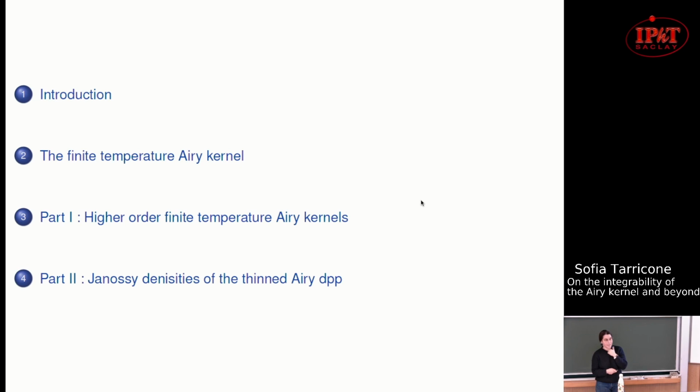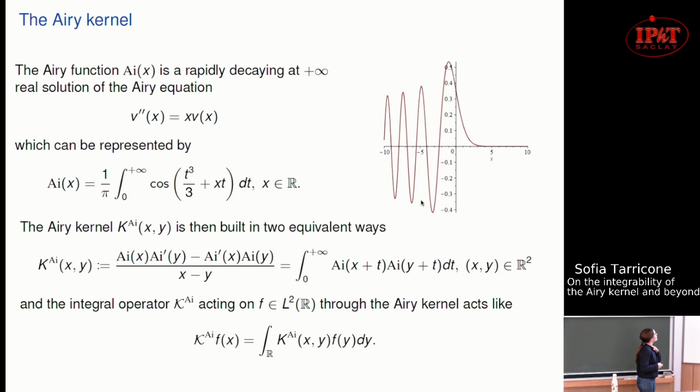So what is the Airy kernel? The Airy kernel is this function of two variables, K_Ai(x,y). It can be defined in these two equivalent ways, either with this formula or this formula. And inside it, Ai is the Airy function. For us, the Airy function will be the classical rapidly decaying solution at plus infinity, that is real, of the Airy equation, that is this standard ODE here. You can write down the Airy function with this integral representation, and it resembles something like this. It decays as an exponential function at plus infinity, and it has this really nasty behavior at minus infinity.